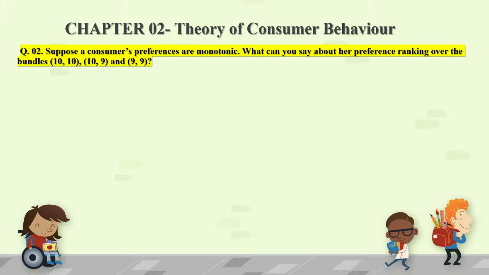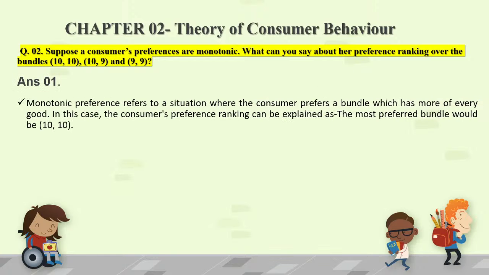Now the second question, again the same situation is given, that the consumer preferences are monotonic. Now what would you say about the consumer's preference ranking over the bundles? Three bundles are given here, 10,10, 10,9 and 9,9. As we can see, it's already given that consumer preferences are monotonic here. So it refers to a situation where the consumer prefers a bundle which has more of every good. So in this case, the consumer preference ranking can be explained as the most preferred bundle is 10,10.